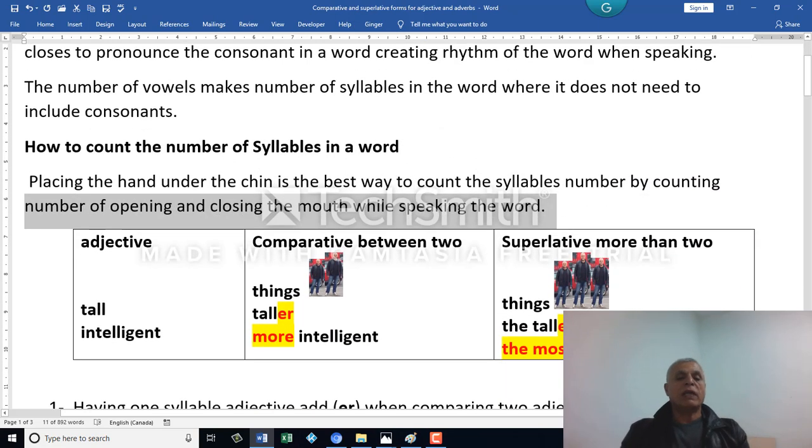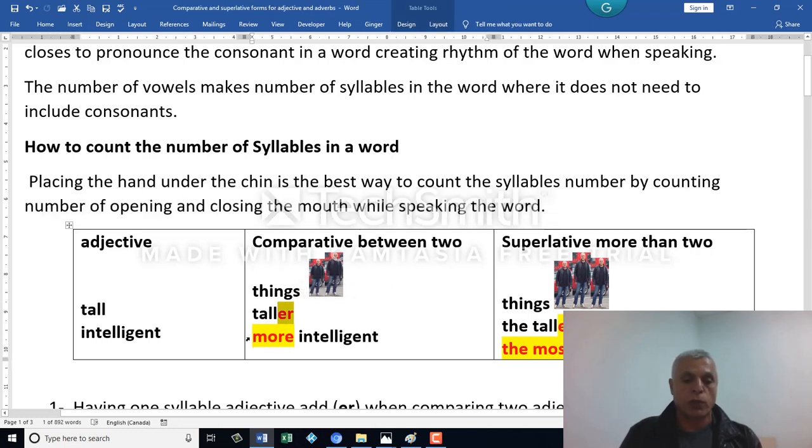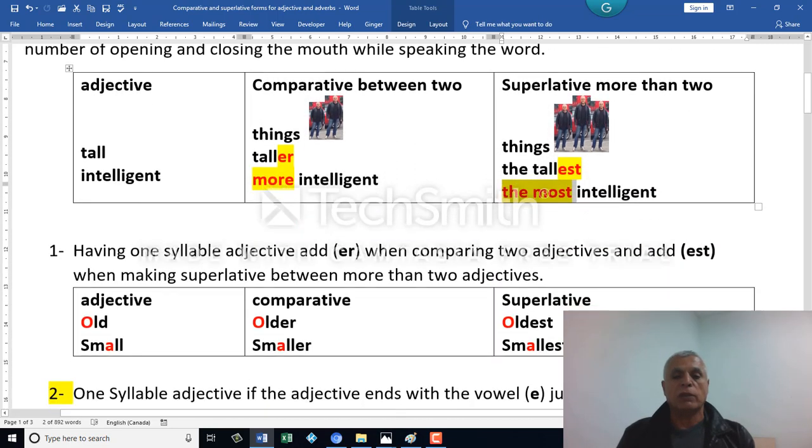When we say comparative, it means comparing between two things, or two people. Then we add er to the end of the adjective, or we put more in front of the adjective. When we say superlative, it means more than two things. Could be three persons, or three things, or three adjectives. Then we add est to the end of the adjective, or we put the most in front of the adjective. Okay, let's go and see how we count the syllables.